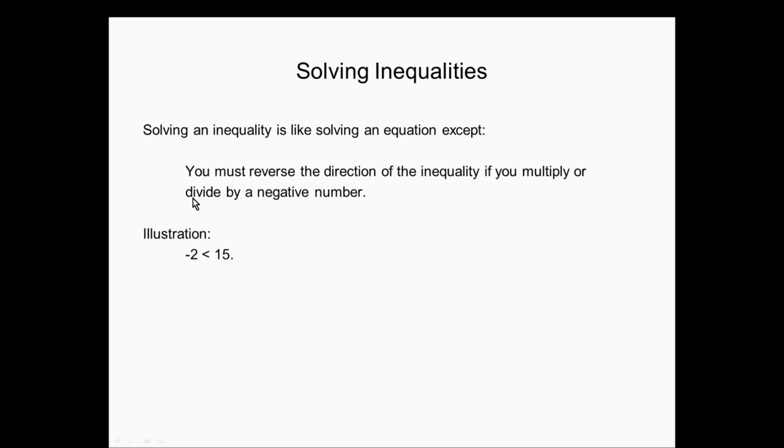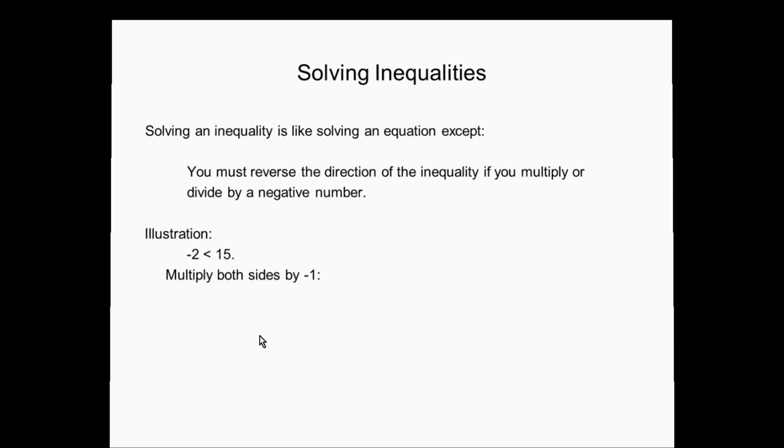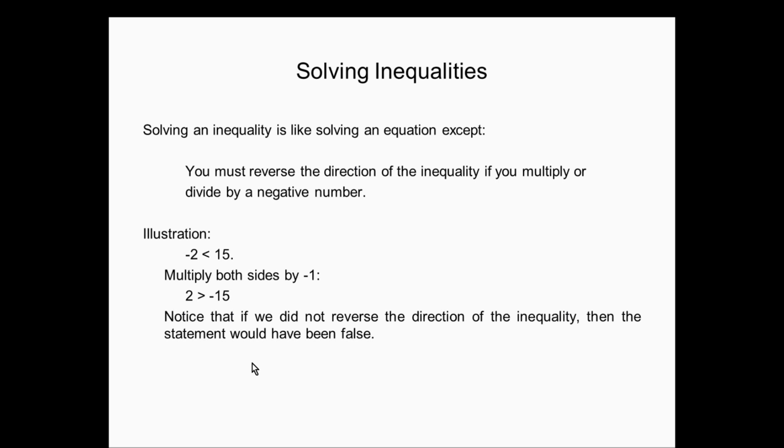As an illustration, we know that negative 2 is less than 15. If I multiply both sides by negative 1, this will become positive 2, and this will become negative 15. Notice, if I kept that direction the same, it would be a false statement. So the less than becomes a greater than. If you multiply or divide an inequality by a negative number, you have to change the direction of the inequality.